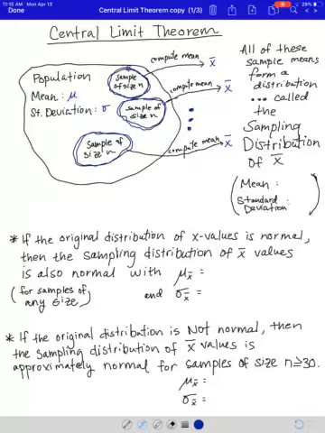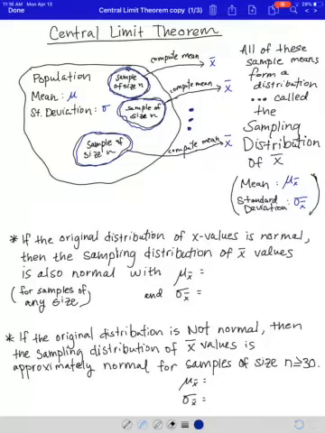And when we take the means of all of these samples, well, these sample means form their own distribution called the sampling distribution of x bar. And the mean we call mu sub x bar, and the standard deviation we call sigma sub x bar. And the central limit theorem says two things.